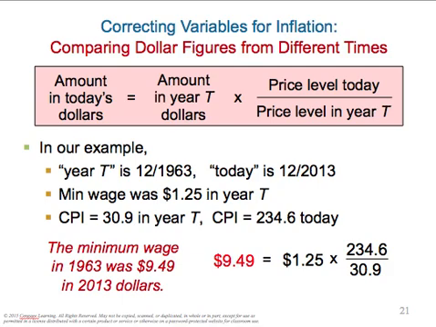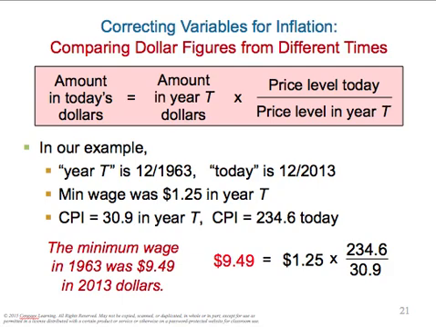The amount in today's dollars equals the amount in year T, whatever year dollars, times the price level today divided by the price level in year T. Essentially, you're converting everything to today's dollars, so you can compare apples and apples. In our example, year T is 1963. Let's say today is December 2013.